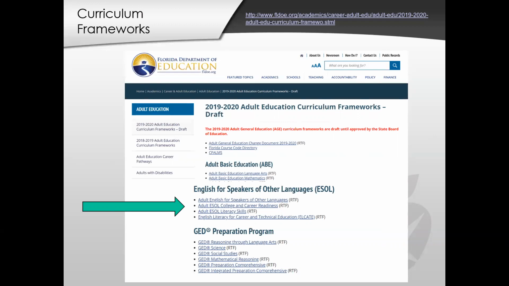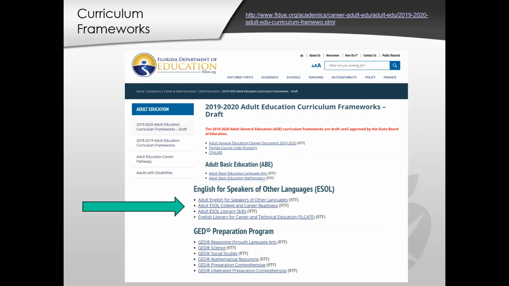So what you see here is a slide that we often share with regard to our frameworks, our adult frameworks. I'm sure you know where to find these, but if you don't, they are on the DOE website. I know that I share this slide just about every webinar that we do, but it's so important to me and to us because it's important that we know that these are our roadmaps. This is our curriculum. This is what we follow.